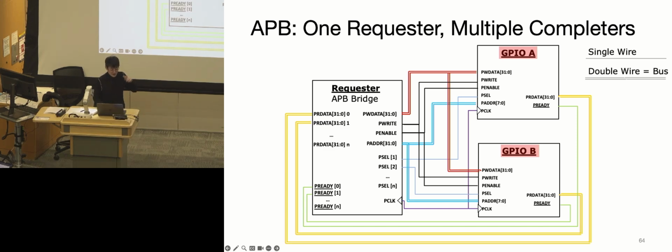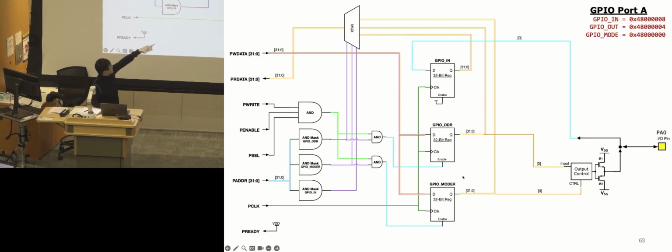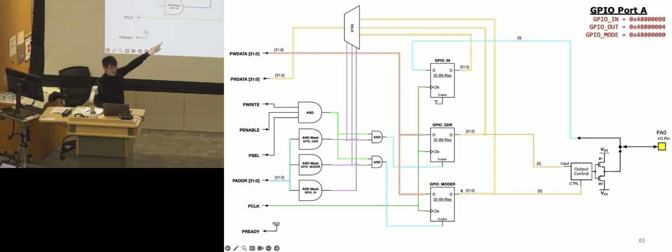And do not get confused between this and this one. This one is within a peripheral. We just have multiple registers. So that's why, with just p-select, we do not know which one of these registers is turned on. That's why we need the additional p-address bits.